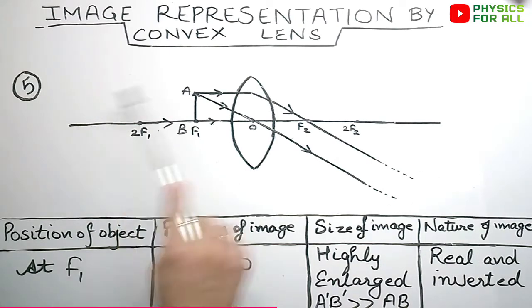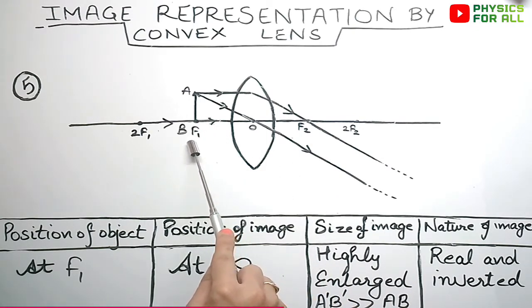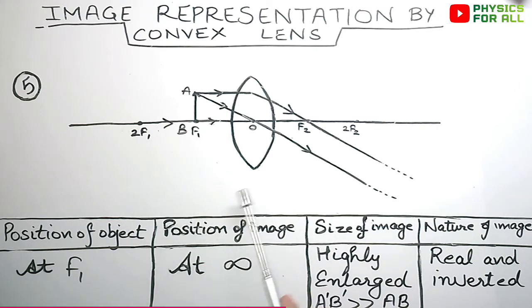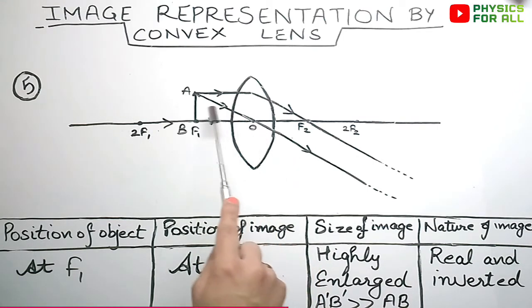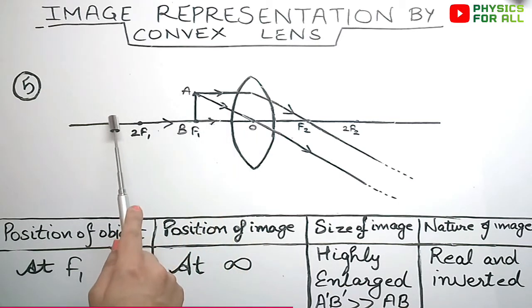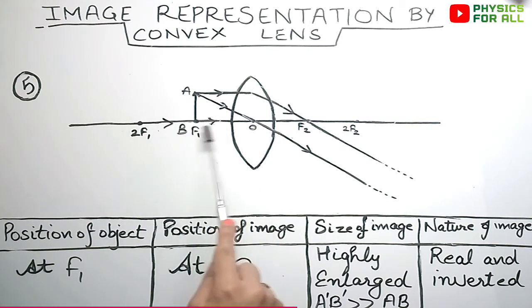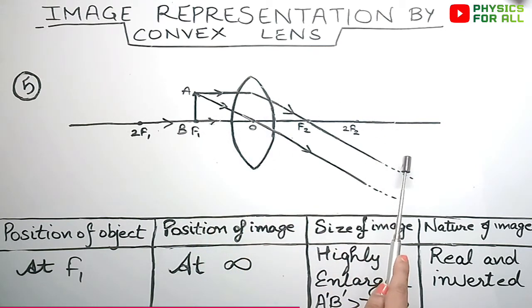So this is the same case as we had in case of concave mirror when we put our object at focus. Whenever we keep the object at focus, image forms at infinity. The only difference here being that there we had reflection, so the image also used to form to the left side of the mirror, but here we have refraction, so image should form towards the right side of the lens.